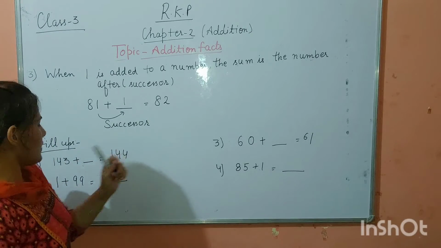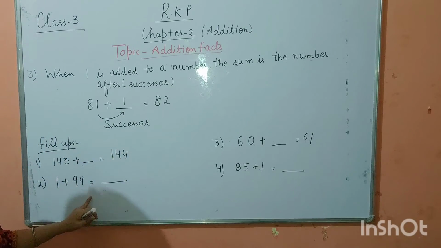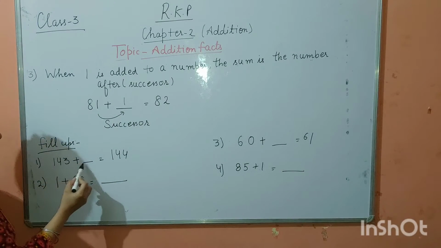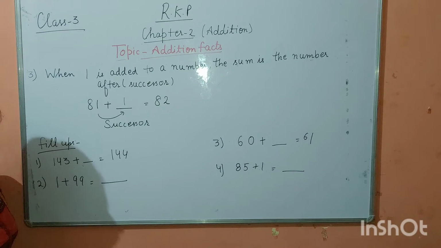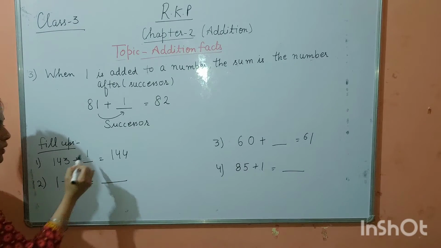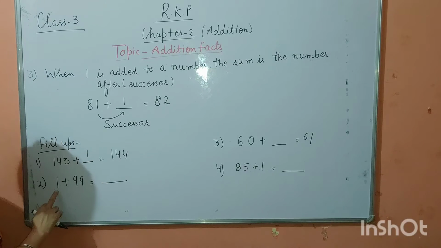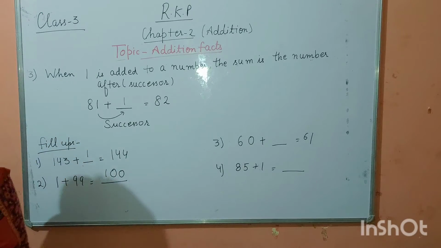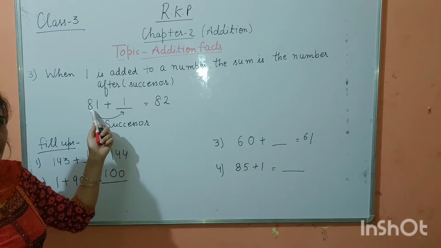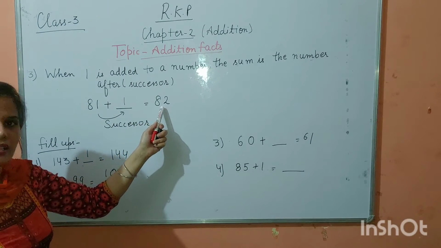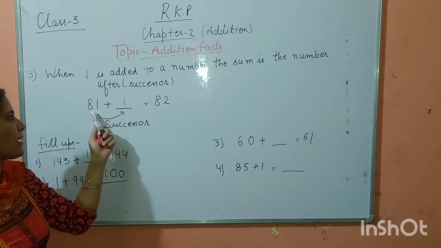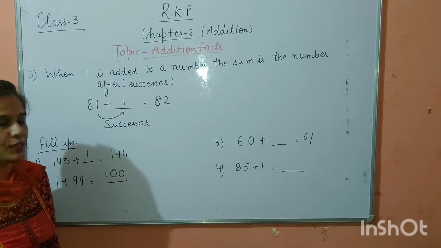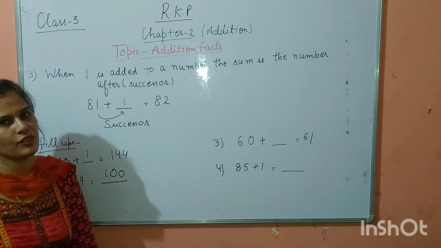So students, here some fill-ups are given to you on the basis of successor. 143 plus dash is equal to 144. How will you get it? When you add 1 here, right? And similarly 1 plus 99 is equal to 100. In short, we can say when you add 1 to any number, the answer will be your successor. Means 82 is the successor of 81. Okay students, do these questions by yourself.